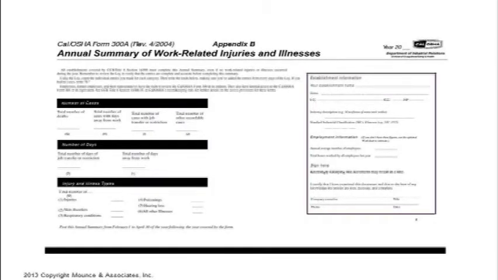Lastly, after the end of each year, the sum is to be totaled and documented on the OSHA Form 300A. It is a log of all injuries from the year and must be posted where employees can see it from February 1st to April 30th.